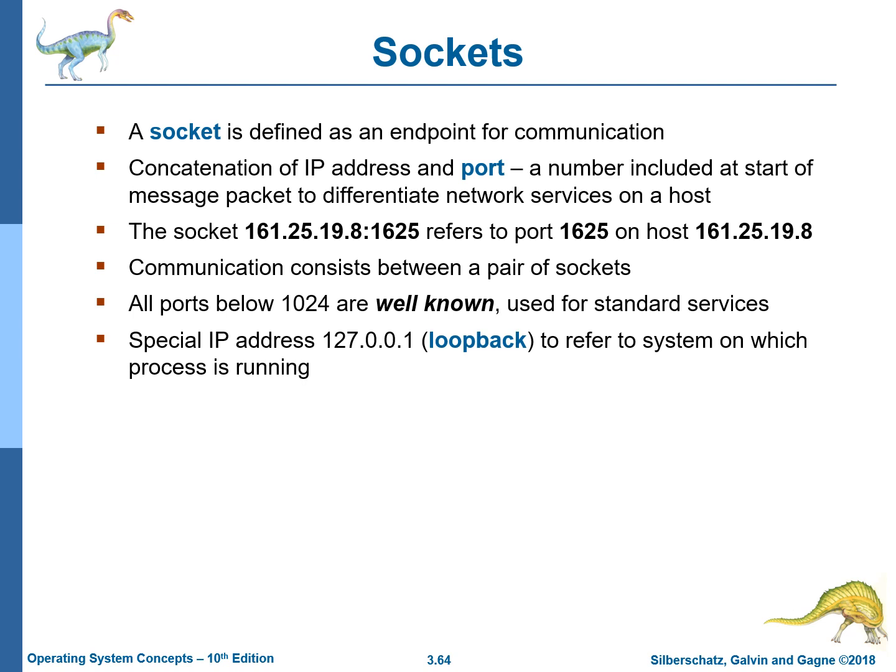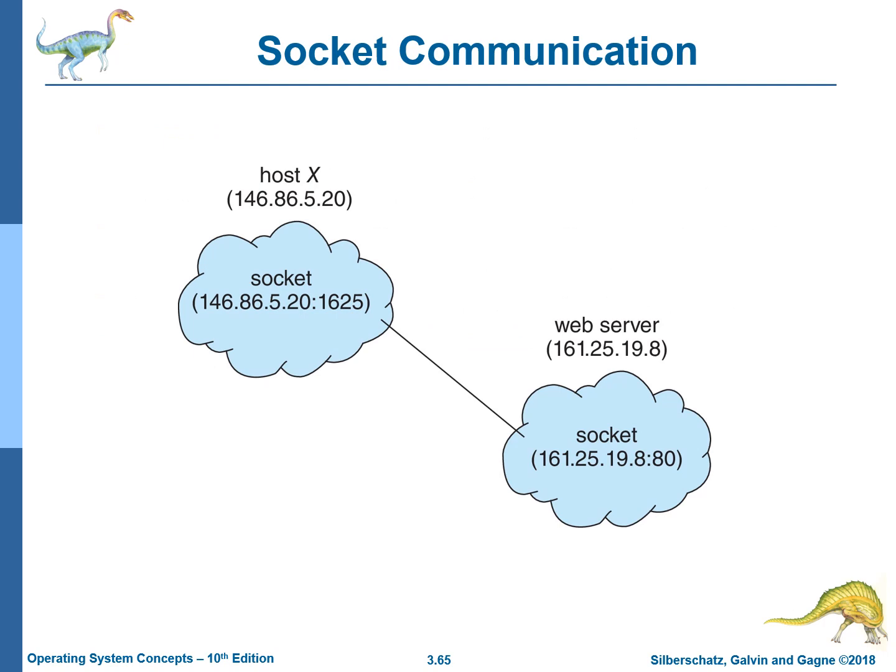All ports below 1024 are well known. They are used for standard services. There is also the special IP address 127.0.0.1, the loopback, to refer to the system on which the process is running. This is what socket communication looks like.